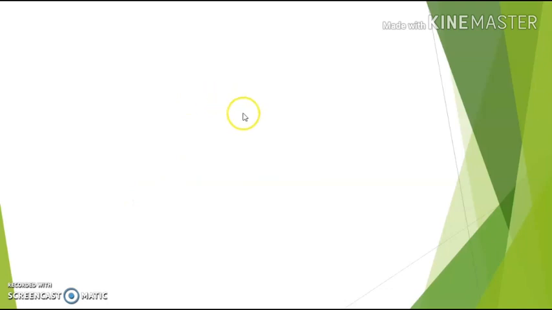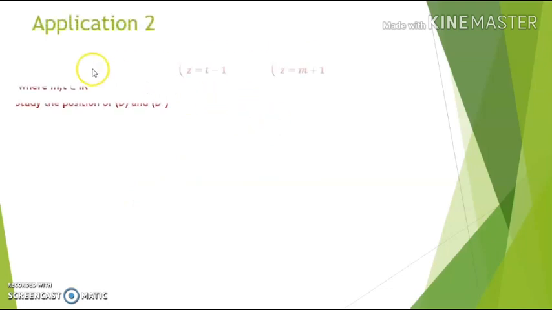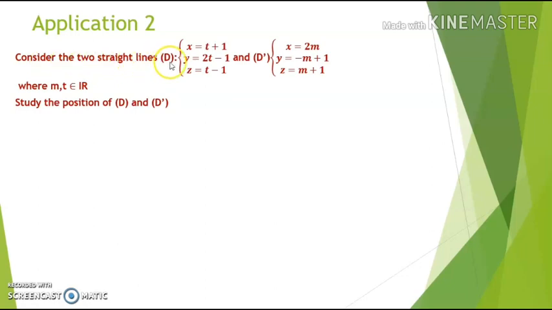Now another application about this. Consider the two straight lines d of parametric equation x equal t plus 1, y equal 2t minus 1, and z equal t minus 1, and d prime: x equal 2m, y equal minus m plus 1, and z equal m plus 1, where m and t are real numbers. The question is also to study the position of d and d prime.